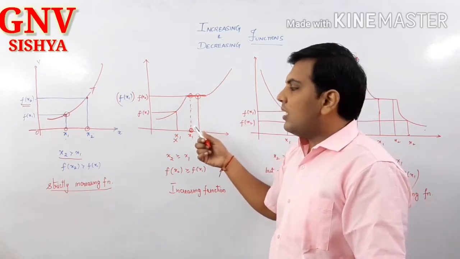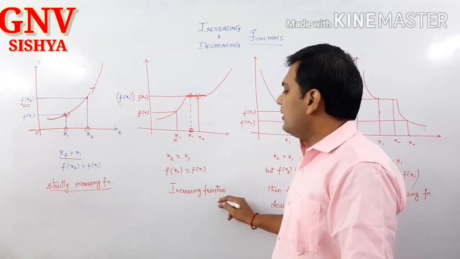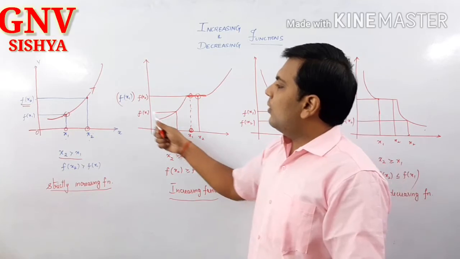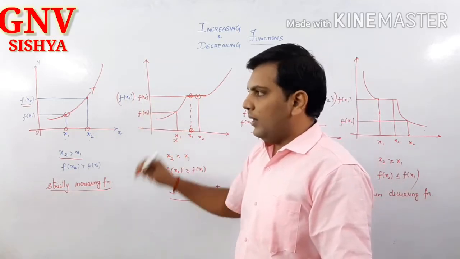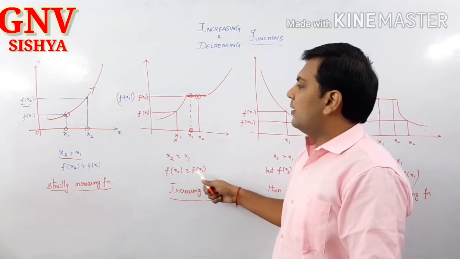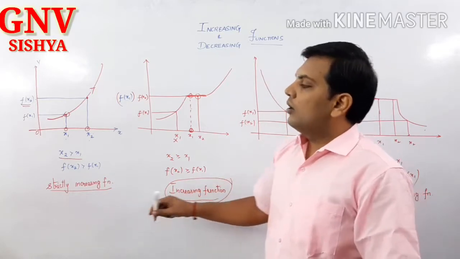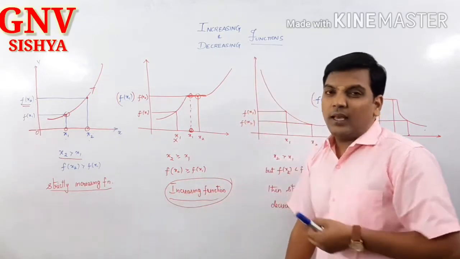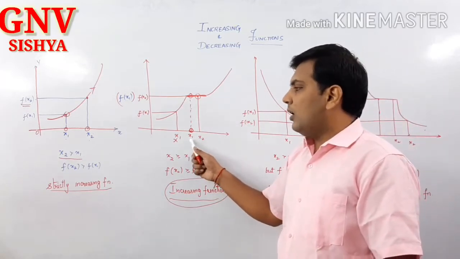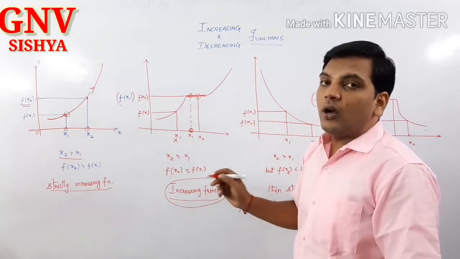So in those cases, this type of graphs or this type of functions are said to be as what? Increasing function. In some cases, what happens? x1 and x2 will be equal. f of x1 and f of x2 will be equal. And in all other cases, x2 will be greater than x1, f of x2 will be greater than f of x1, means it is said to be as what? Only increasing function, not strictly increasing. Can you understand what I am saying? Okay. So in some cases, it has x1 equal to x2, f of x1 equal to f of x2. It means it is increasing, not strictly increasing.